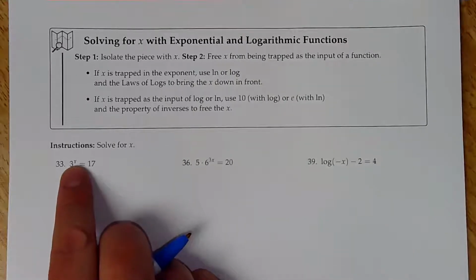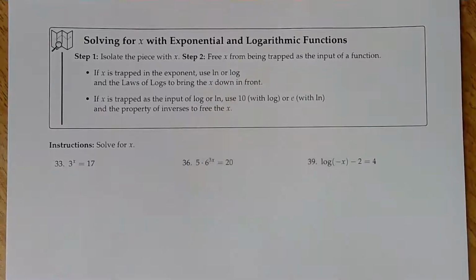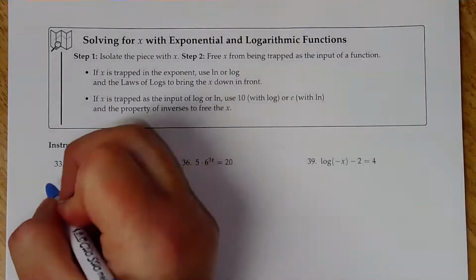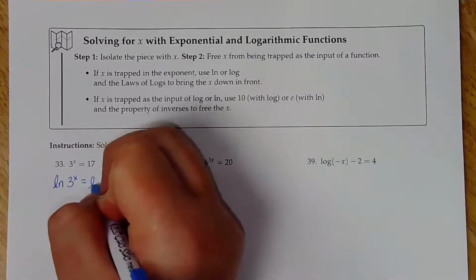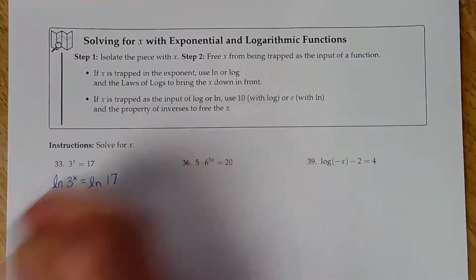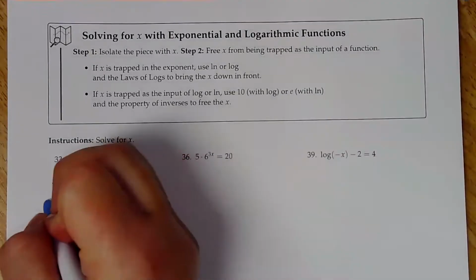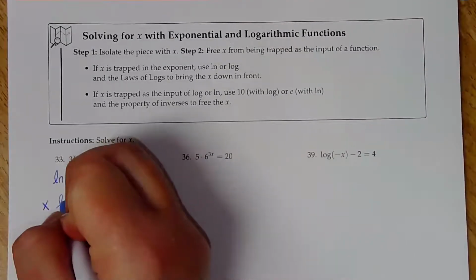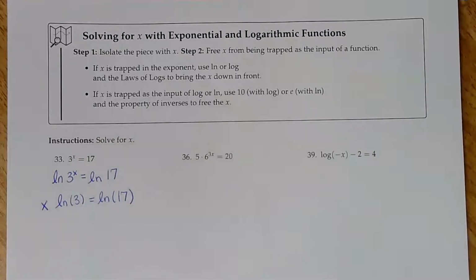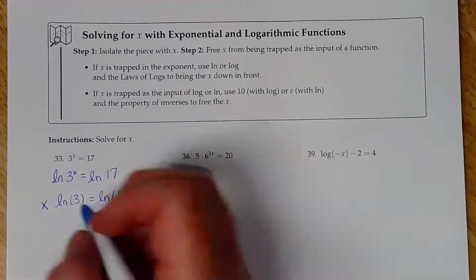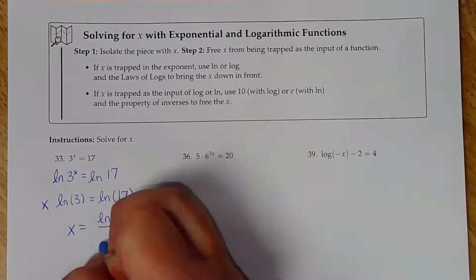Since x is up in the exponent, I can use either ln or common log to get that out of the exponent. My natural tendency is to use ln, but you're certainly welcome to use common log instead if that's what you're used to doing. So I'll apply ln to both sides, and I will use the law of logs to bring the x down in front. So I have x times ln of 3 is equal to ln of 17. And then to solve for x, I'll just divide both sides by ln of 3. So I get x is ln of 17 divided by ln of 3.